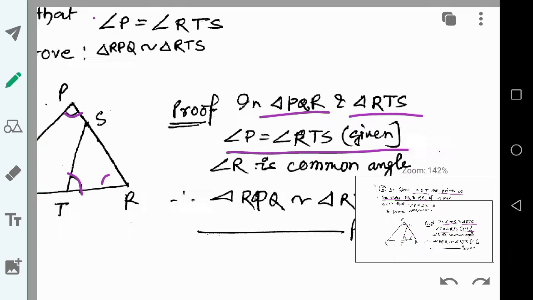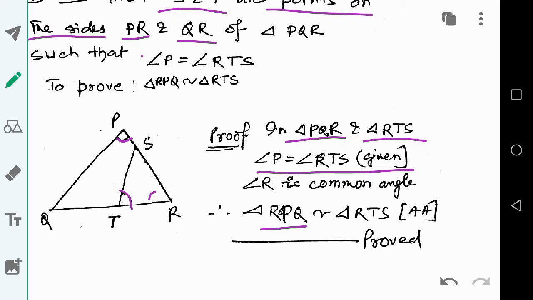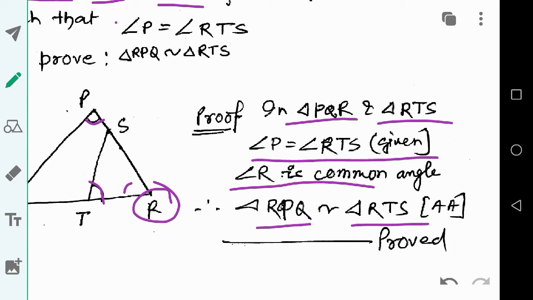Just remember you have to write the corresponding vertices in the same order. Here you see R is the common angle, so vertex R corresponds in both triangles. In triangle PQR, P corresponds to T, as angle P is equal to angle T. P is written in the middle, so T is also written in the middle. The remaining vertices are Q and S. That's how we have to write the vertices of the triangles in the same order.